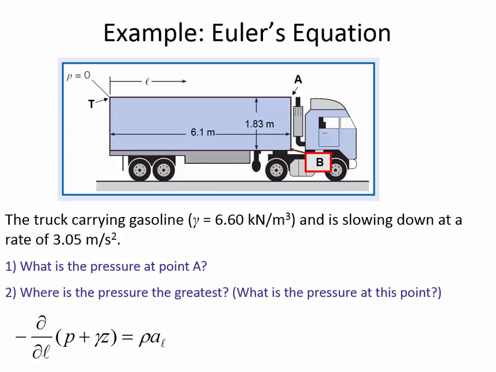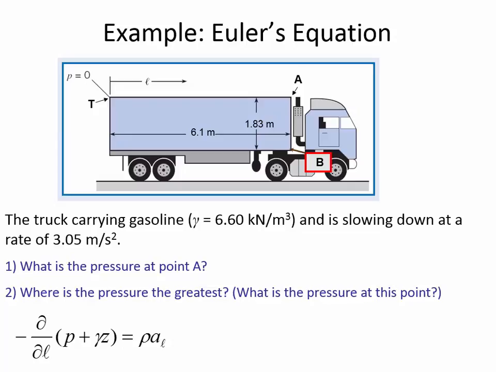All right, so just as a first chance for you to see the effects of Euler's equation, let's consider this truck, which is moving, and it's accelerating to the left. It says in this problem statement that it's slowing down at a rate of 3.05 meters per second squared. So it's moving to the right, and since it's slowing down, that means the acceleration is to the left.